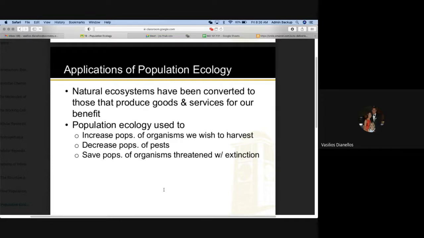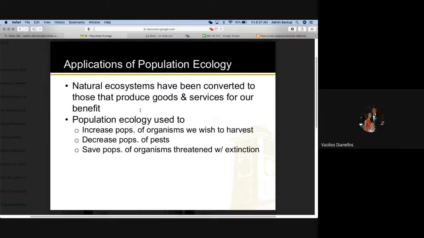So you used to have, again, this area that had all these different species of grasses and whatever else you might have. And then we said, no, let's just have this all be corn, right? So you remove it all and you plant corn. That is an example of turning a natural ecosystem into something that produces goods and services. In that case, it produces a good, the good being corn, not services. So population ecology, which is what we're talking about this chapter, is used to increase the populations of organisms we wish to harvest. And this example that I'm giving, that would be corn, right? How do we increase the population of corn? It is also used to decrease the population of pests.